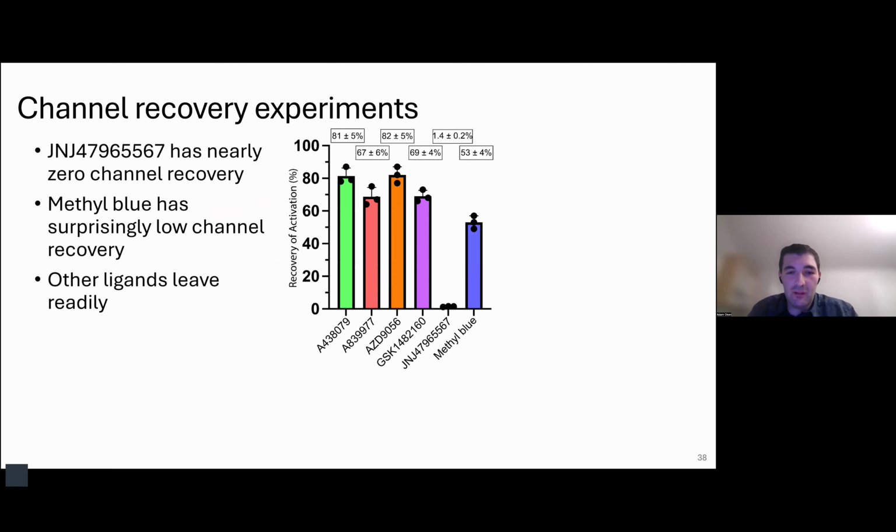Looking at this data, we see that oocytes exposed to the deep antagonists, J and J, recover less than the shallower binding antagonists, such as A438, shown from earlier. Additionally, we see that methyl blue, which had one of the lowest inhibitory potencies of all of the ligands tested, has the second least recovery after exposure.